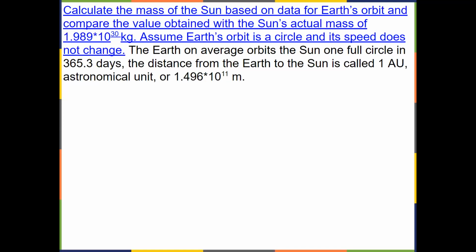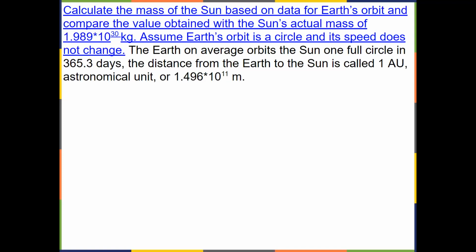If the orbit is a circle, then you have circular motion. The speed doesn't change, so it's uniform circular motion, right? Then you are going to look for the mass of the sun. The Earth is having a circular motion over here.